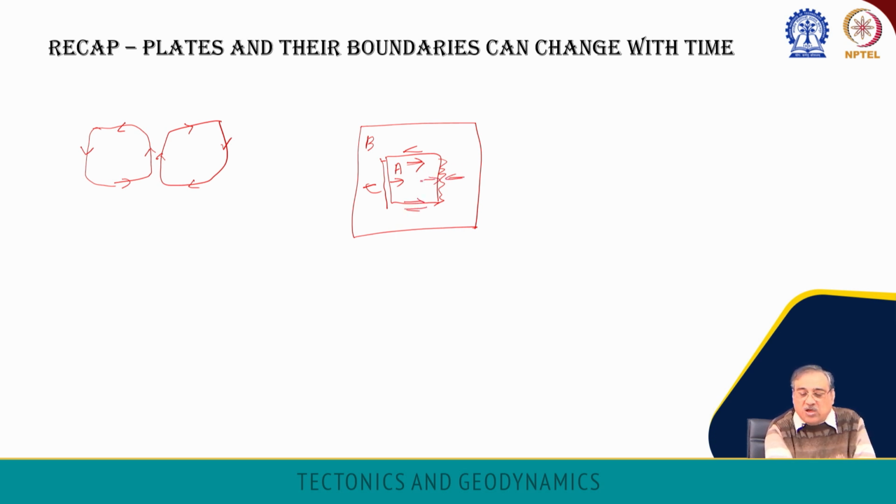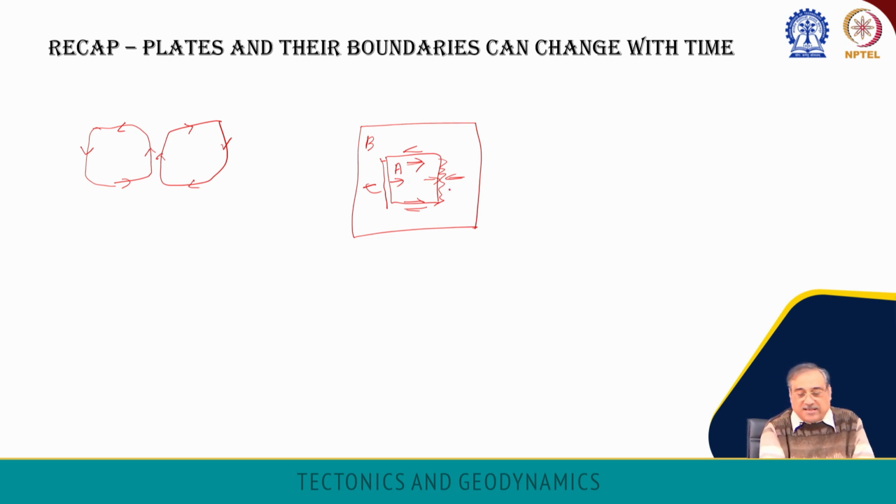So, the magnitudes of these relative velocities would be exactly the same. The length of this line and the length of this line, all of them would be the same. The lengths of these two lines would be exactly half of these two lines, because these are the half spreading rates.